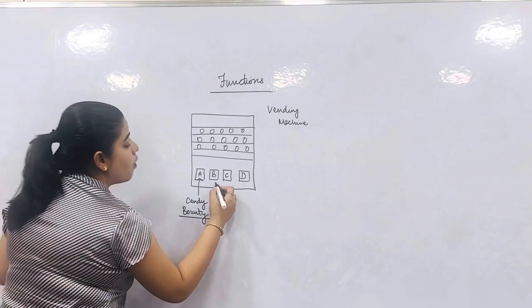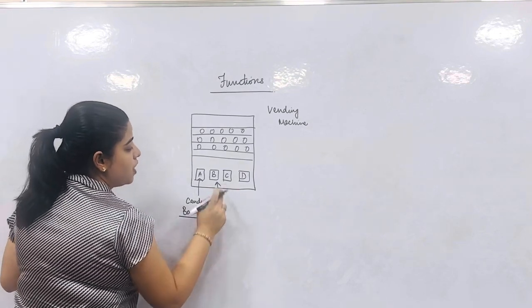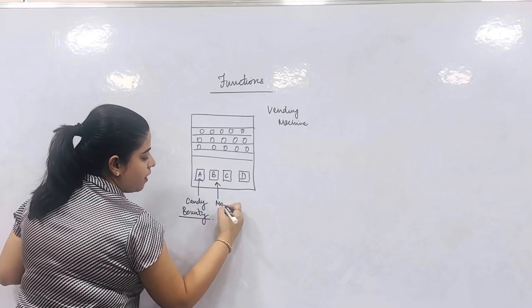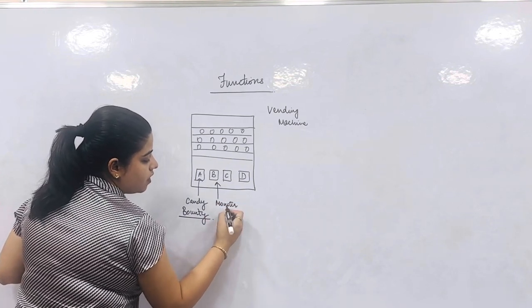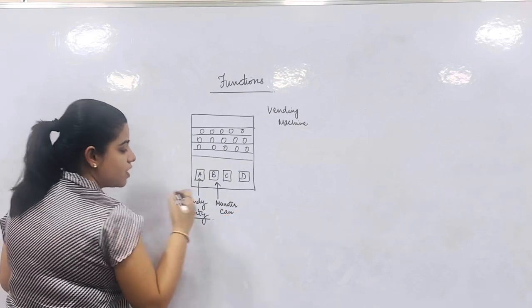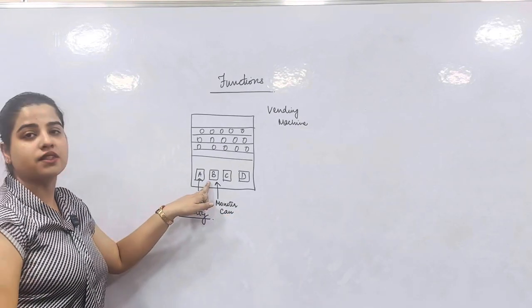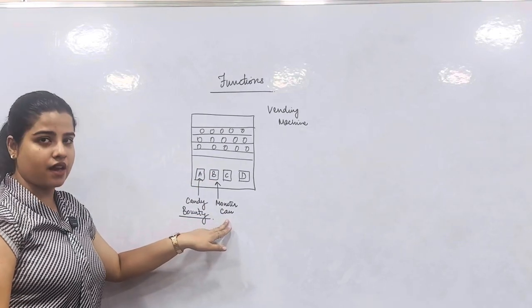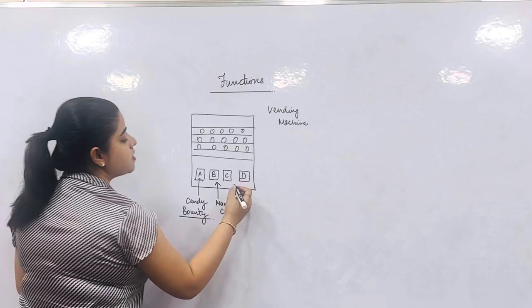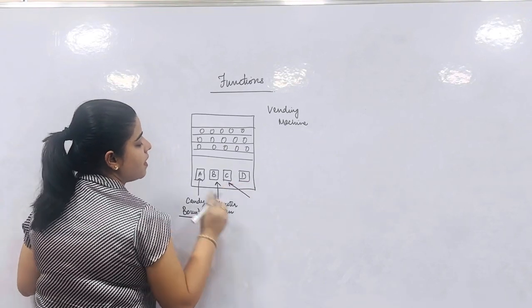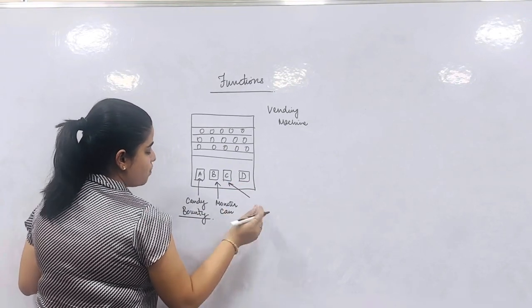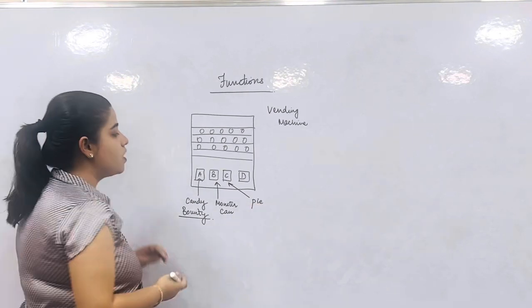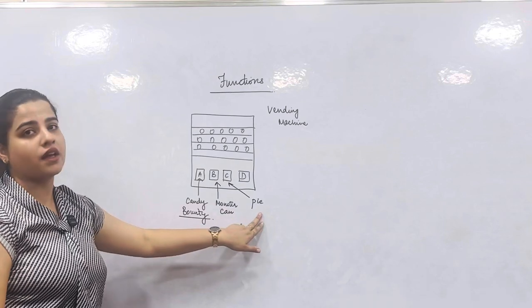All right, now what happens when you press button B? If you're pressing button B, suppose you're getting a Monster can, an energy drink. Now let's see, suppose you're pressing button C. What will you get? Suppose you're getting a pie. So when you're pressing button C, you're getting a pie.